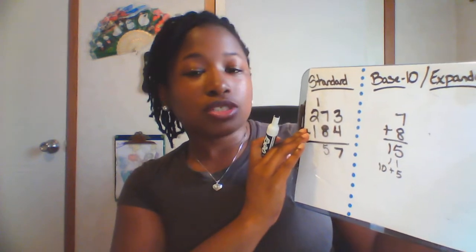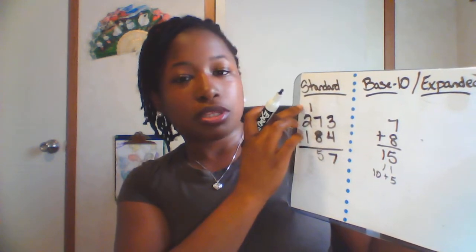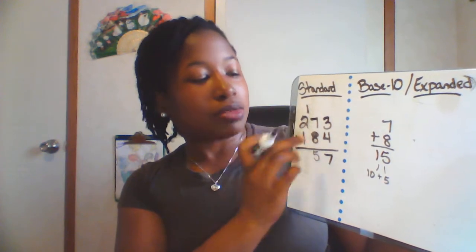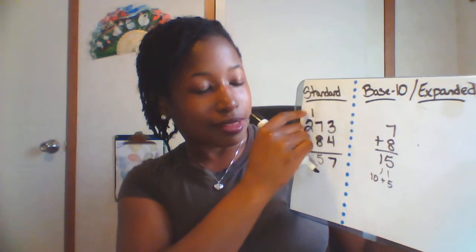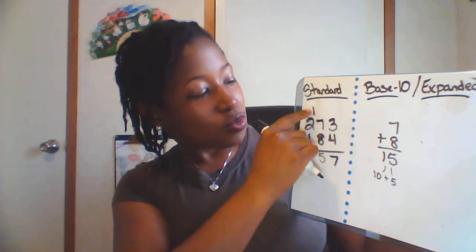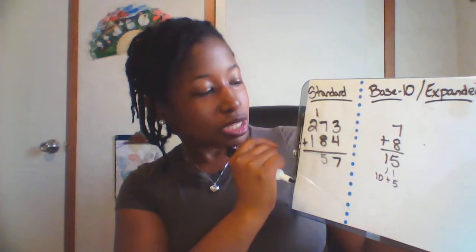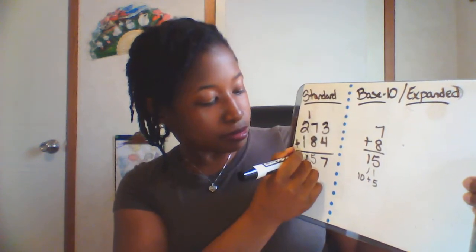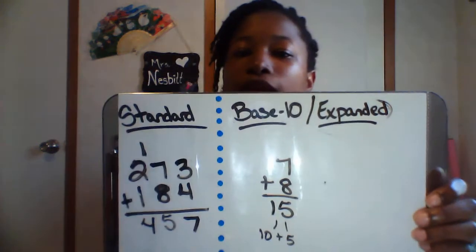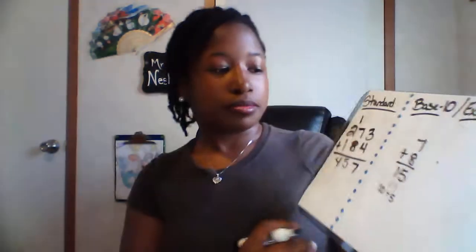One thing that children sometimes do is they forget that they put that number up there. So just remind them that now that we're in the hundreds column, we are also adding that number in as well. So 1 plus 2 plus 1. 1, 2, 3, 4. And that's how we get our answer.